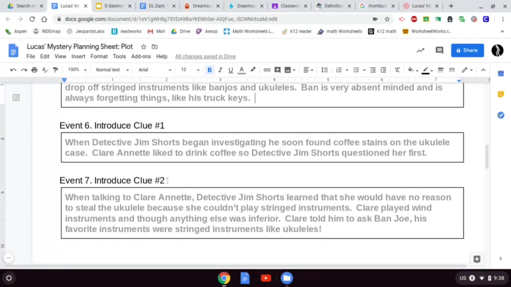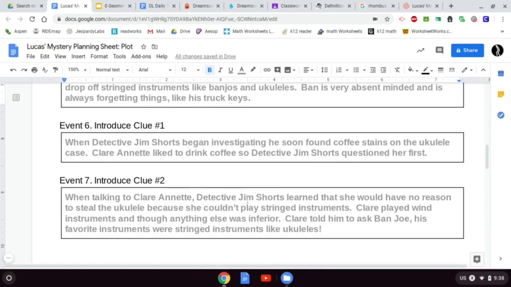Introduce clue number 2, Event 7. When talking to Clarinet, Detective Jim Shorts learned that she would have no reason to steal the ukulele because she couldn't play stringed instruments. Clarinet played wind instruments and thought anything else was inferior. Clarinet told him to ask Banjo. His favorite instruments were stringed instruments like ukuleles.